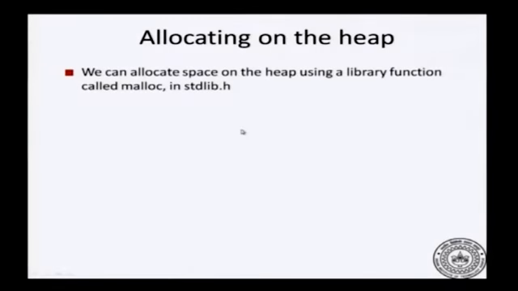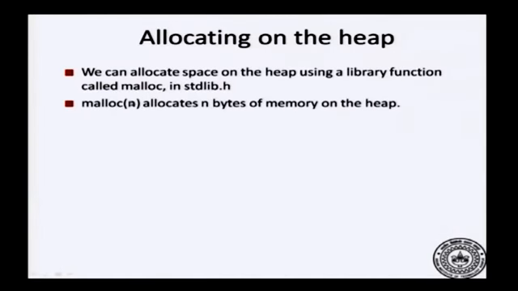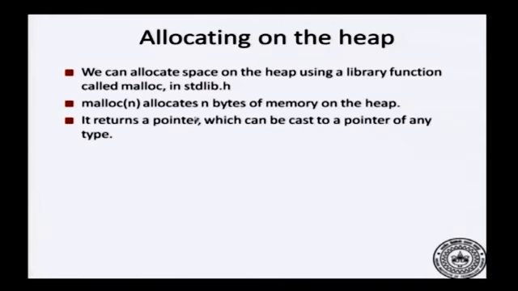So how do you allocate things on the heap? There is a standard library function called malloc in the file stdlib.h, which can be used to allocate space on the heap. Roughly this is what it does. If you ask for malloc n, where n is a positive integer, it will allocate n bytes of memory on the heap, and it will return a pointer to the first location of the allocated space. Now that pointer can be converted to a pointer of any type. Malloc just allocates n bytes.